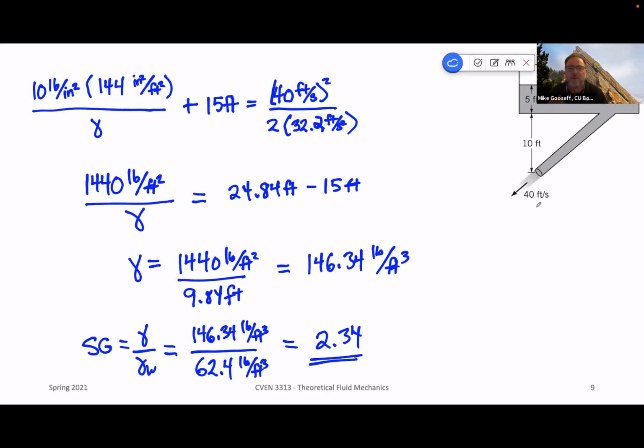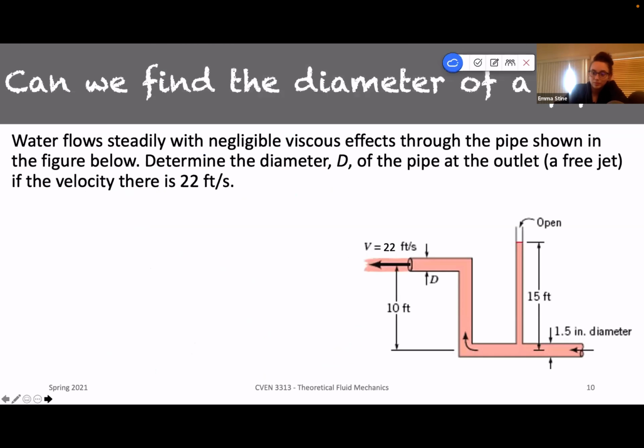So hopefully you're getting the pattern of taking what we know about things like continuity, in other words, the mass balance with Q, and the energy balance with Bernoulli's equation, to put all these together. We good, Emma? Yeah, we're good. Okay. All right, problem number 3.